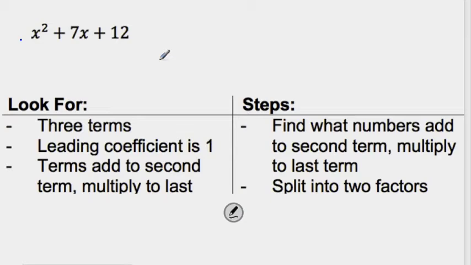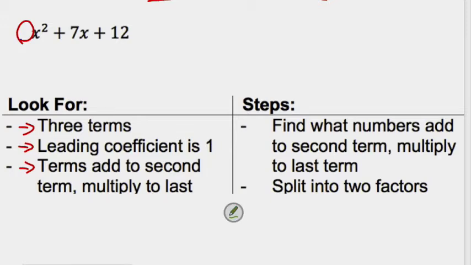So the first blast from the past we're going to look at is factors and sums. You've seen it before, we're just getting all the cobwebs off. We know that this is going to be done by factors and sums because we have our 3 terms. The leading coefficient is 1. There's an invisible 1 here. And we're going to be able to find terms that add to the second term and multiply to the last.